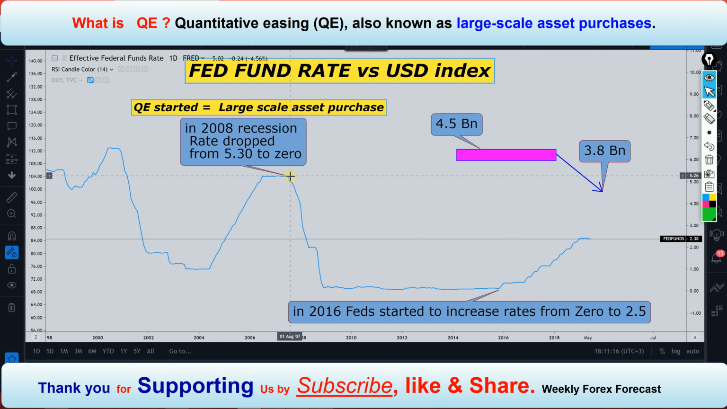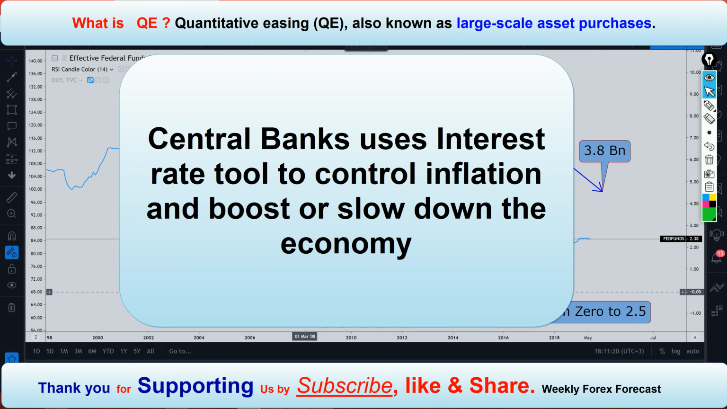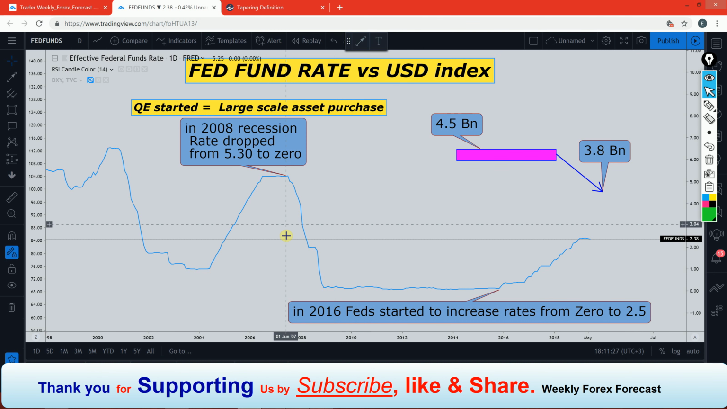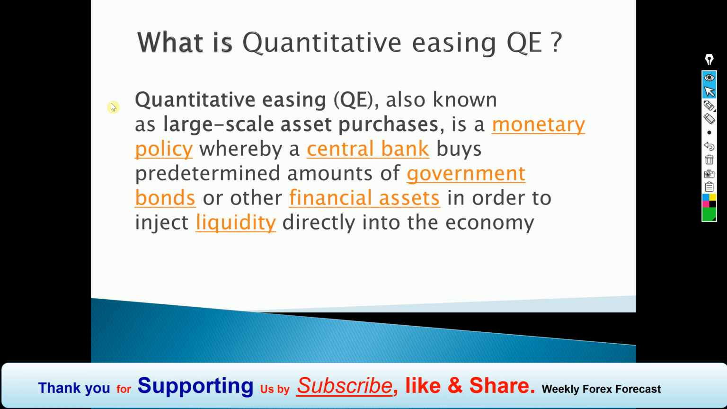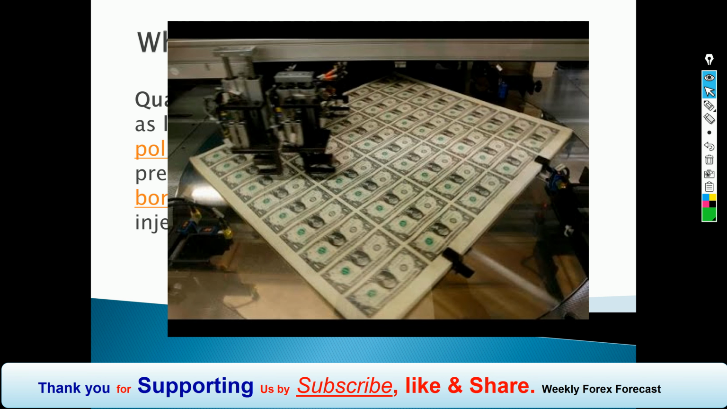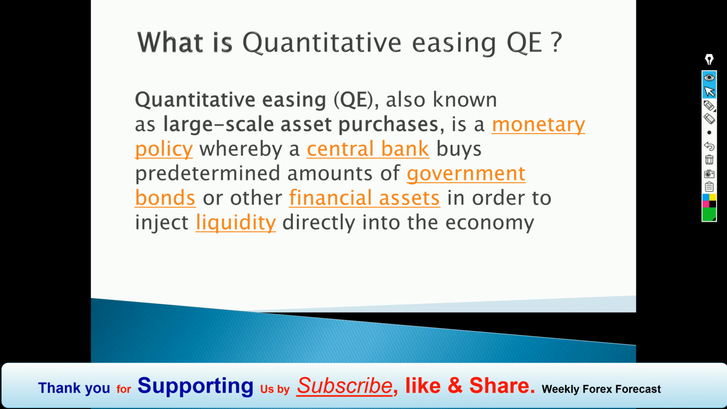Everything started going down. So they had to drop the interest rate a lot, and they started what's called quantitative easing, or the Feds call it large scale asset purchases. What this is, quantitative easing, also known as large scale asset purchases: the Feds go out and start buying assets. So they create money through the money machine, and they go and buy assets from the financial institutions, commercial banks, stuff like that.